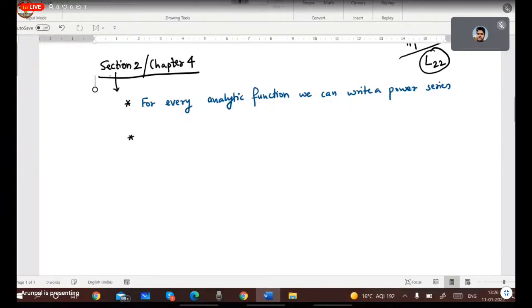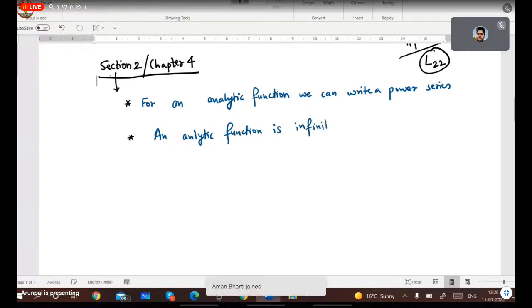Secondly, every analytic function, or you can write, if you don't want to write every, you can write any, where any means any arbitrary analytic function, is infinitely differentiable. Of course, wherever the things are meaningful.